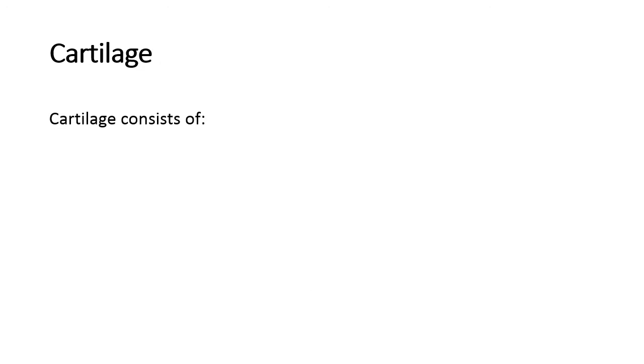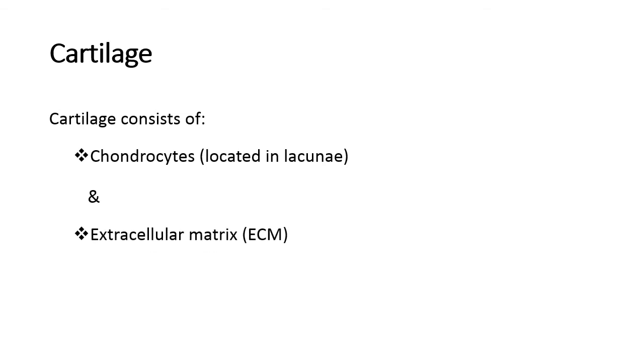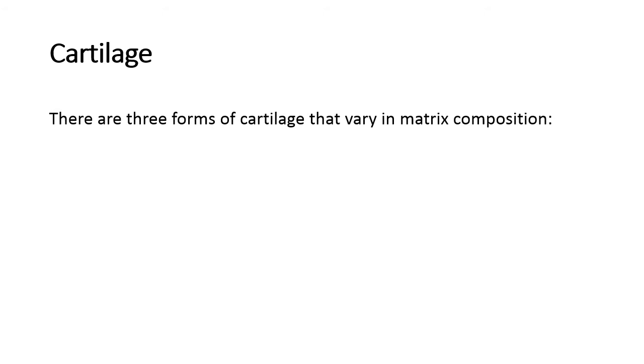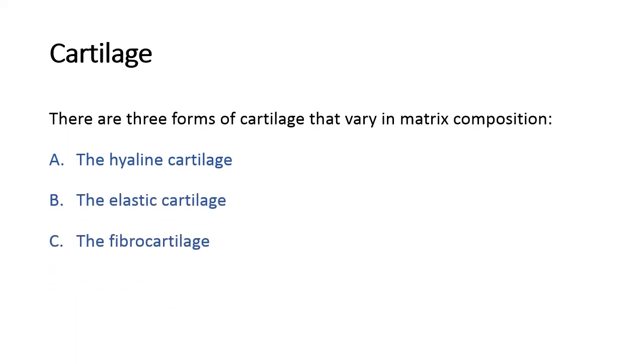The cartilage generally consists of chondrocytes, which are located in lacunae, matrix cavities, and extracellular matrix, ECM. There are three forms of cartilage that vary in matrix composition: the hyaline cartilage, the elastic cartilage, and the fibrocartilage. We will discuss each one of these in the following slides.